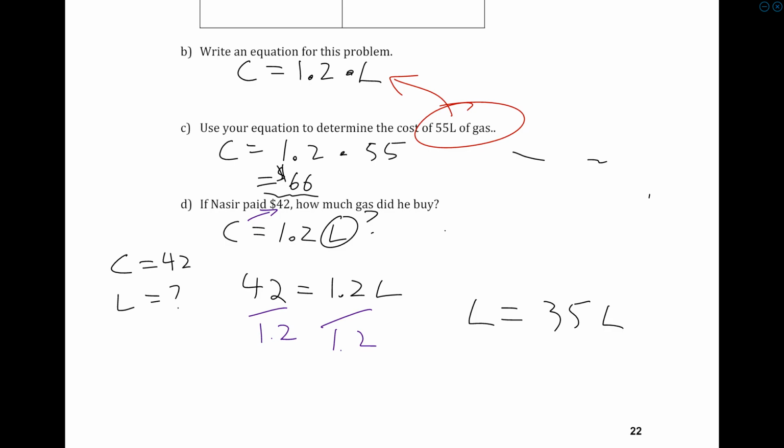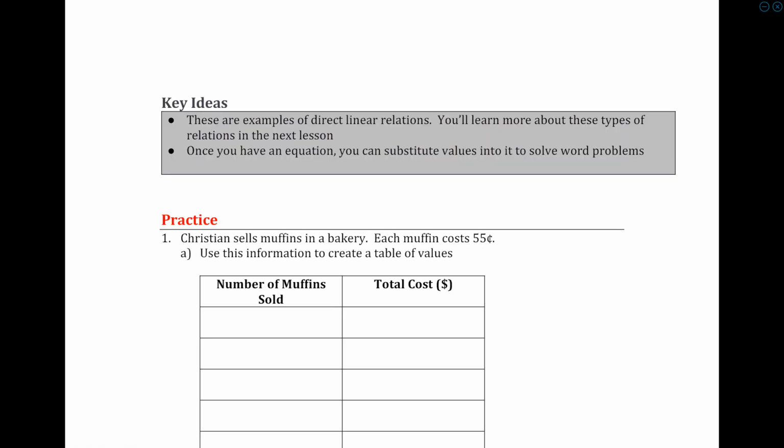I guess here's the issue. Maybe L was a stupid variable to use. L equals 35L. Maybe we could just say that's like a matrix or something like that. But how much did he buy? He bought 35 liters of gas for $42. Also, of course, yeah, 35 times 1.2. Okay, that's where we'll start with.